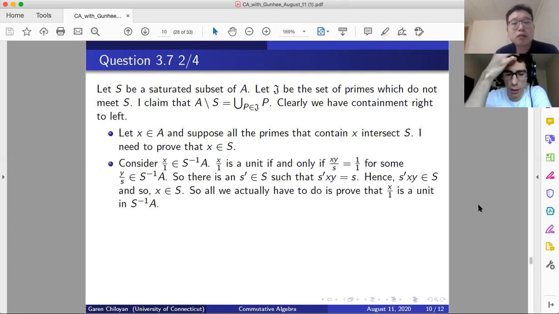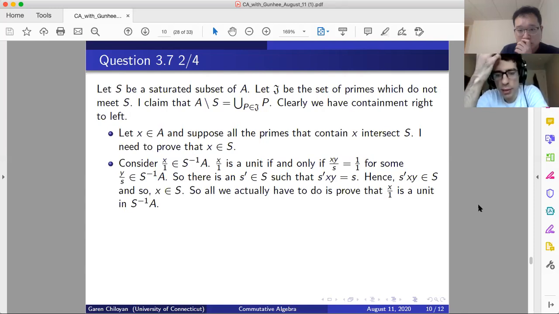So let's look at X over 1 in the localization of the ring at S. I'll say X over 1 is a unit if and only if there is some Y over S that multiplies by X over 1 to give you 1. But that means there's an element S prime in S such that S prime X Y is S. But that means that eventually S prime X Y is an element of S.